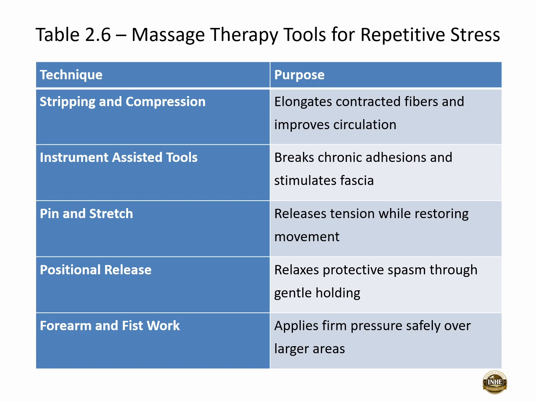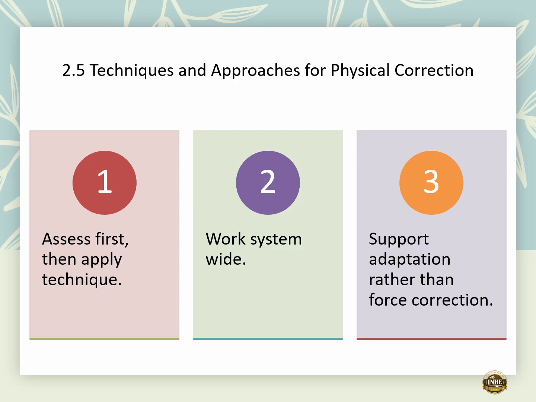Several techniques are effective for repetitive strain dysfunction. These include stripping, compression, pin and stretch, positional release, and instrument-assisted methods. Each technique has different goals, ranging from improving circulation to restoring fascial mobility and reducing protective spasm. Effective treatment begins with assessment. Therapists should work systemically rather than focusing only on isolated symptoms. The body adapts through compensation, so treatment should support adaptation and balance rather than forcing correction.